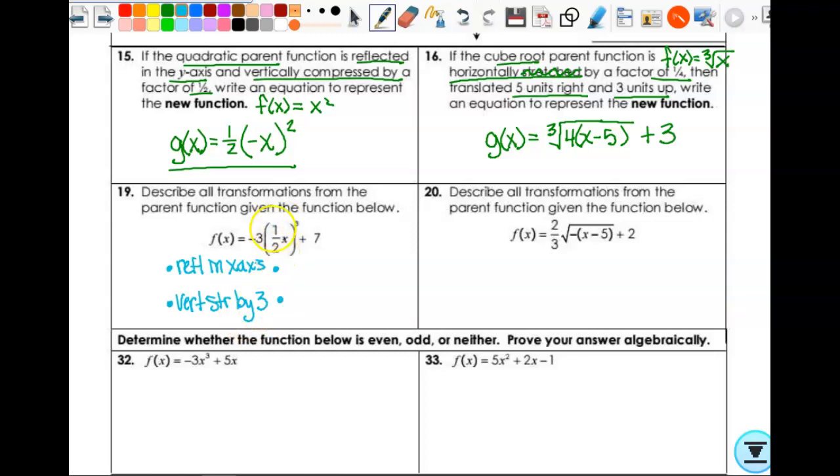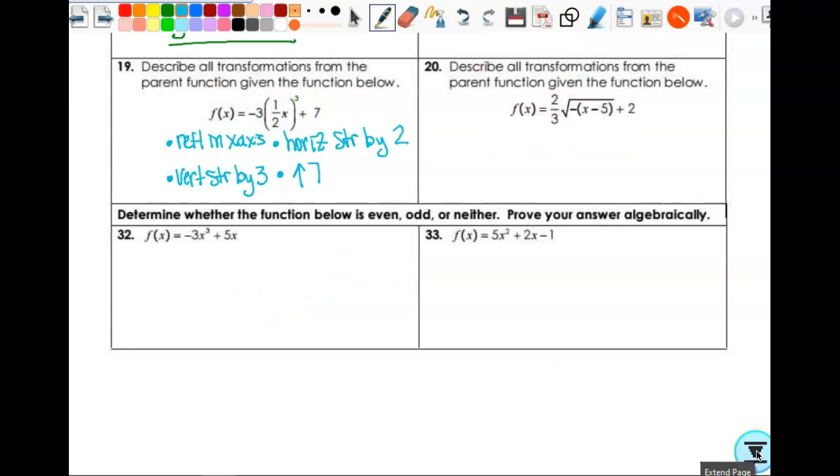Then I have this 1/2. It's being multiplied in here, but x is a liar. This is horizontal. That's what it's lying about. Looks like it should be a compression, but it's a horizontal stretch by 2. And then we go up 7.